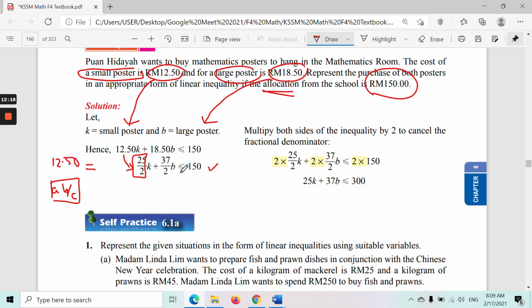So I get this. After getting this form, you have fractions, right? So over 2, you multiply 2 for each of the terms. So this one multiply 2, you get 25K. This one multiply 2, 2 and 2 can cancel out, right? So you get 37B. 2 multiply 150, you get 300, so less than or equal. So this is the answer.